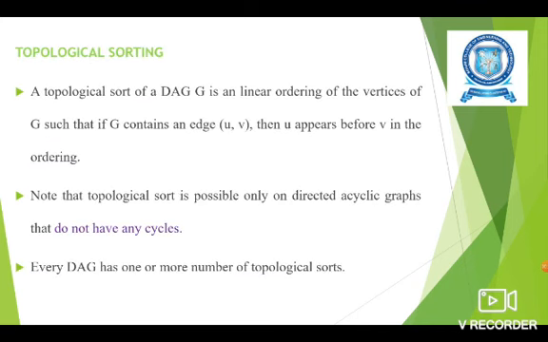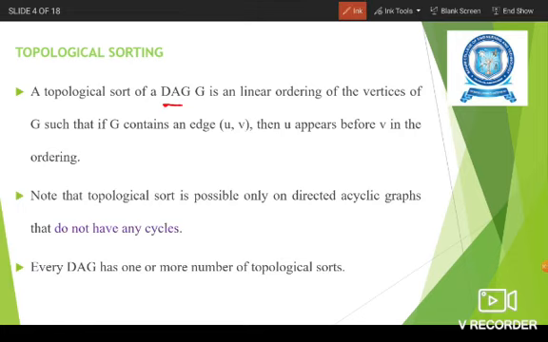So first we have to know what is topological sorting. The topological sort of a DAG G. Okay, so what is DAG? Directed acyclic graph G. It is nothing but a linear ordering of vertices of the graph G. What is the condition for this sorting? If we have an edge from U to V in the graph, in the topological order, the node U must appear before V. So that is the constraint for topological sorting.